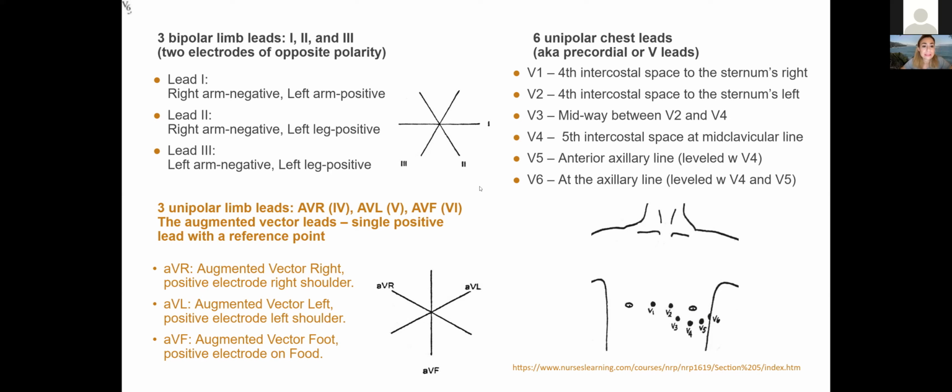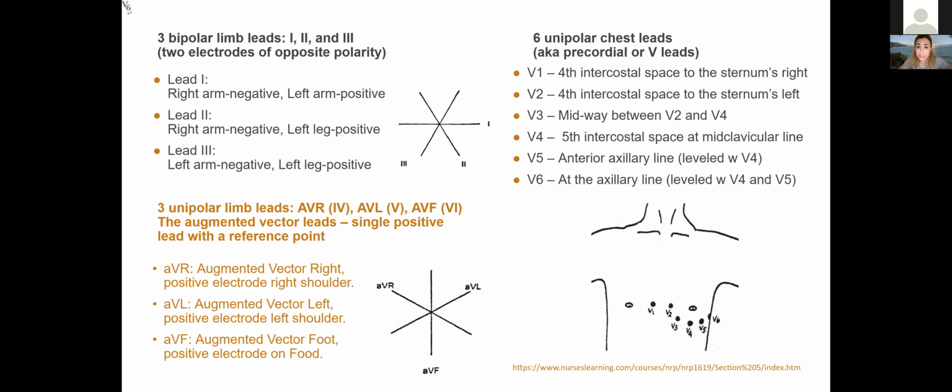3 unipolar limb leads, AVR, AVL, AVF, as mentioned before. These have a single positive lead with a reference point. So AVR is positive electrode from the right shoulder, AVL positive from the left, and AVF positive on the foot.